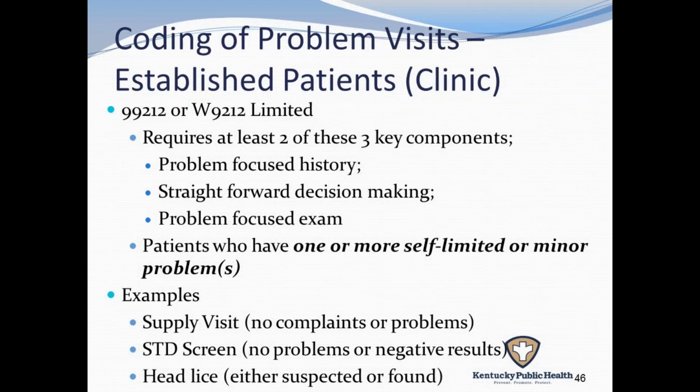This is basically your patients who have 1 or more self-limited or minor problems. I give you an example below for this level of visit. And the first one is a supply visit with no complaints, no problems. She's just coming in, or she is coming in and saying, I want my birth control. And they are not having any issues with it, they just want it. That's where this is going to stay, is your supply visit.